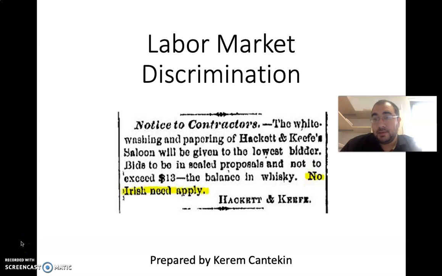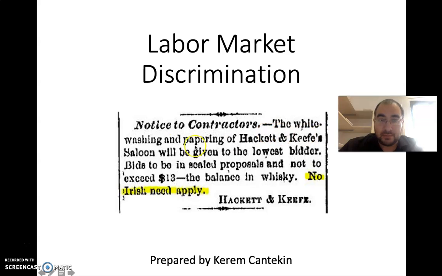Welcome. So we are starting the lecture on labor market discrimination of the labor economics course. And just at the starting point, you can see these types of job applications, as far as I have read, were common in the U.S. in the 19th century and even early 20th century.